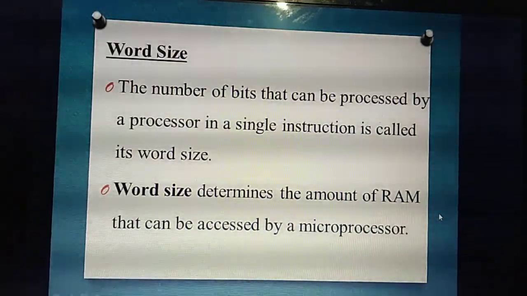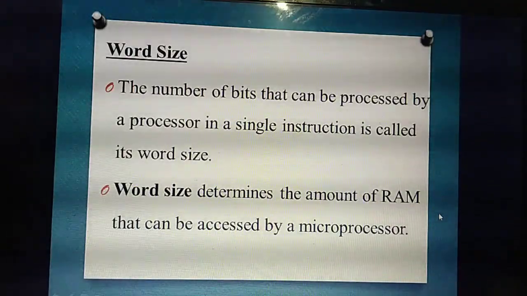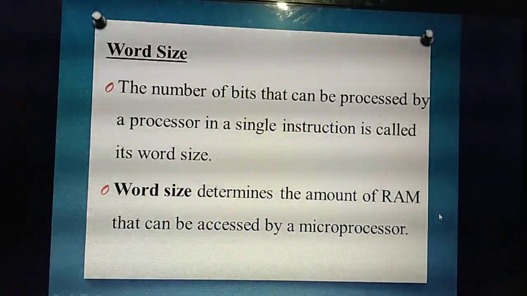Understand? So this is one of the important 5-mark questions. Which is the important 5-mark question? Characteristics of microprocessor. How many characteristics have you studied? 3. What are they? Clock speed, instruction set and word size. Understand? Very, very important question. Now itself you understand and study.